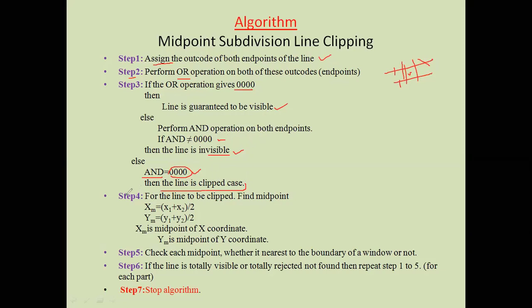But after this, when the clip case exists, what action do we have to perform? That is, we have to find the midpoint of that line. Likewise we will keep on going, and then check each midpoint whether it is nearest to the boundary of the window or not. We have to check this after achieving the midpoint of a line.